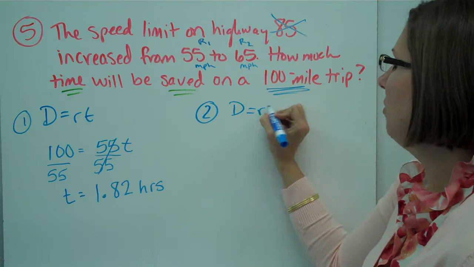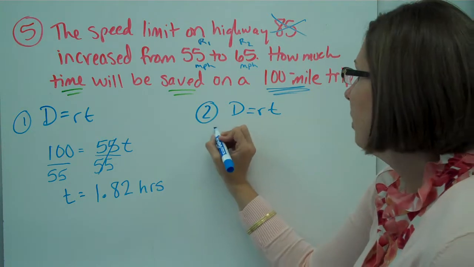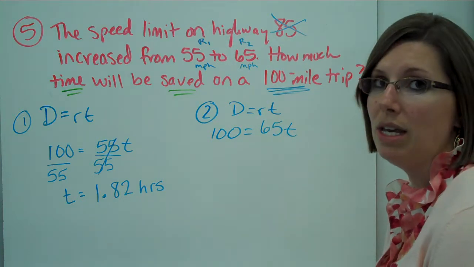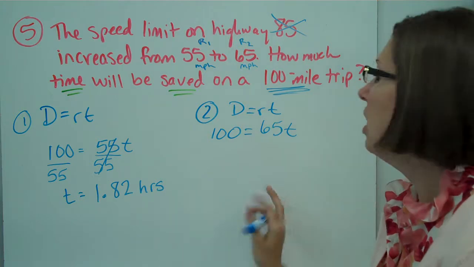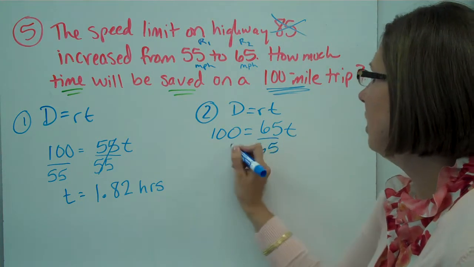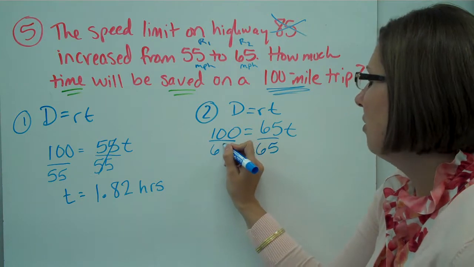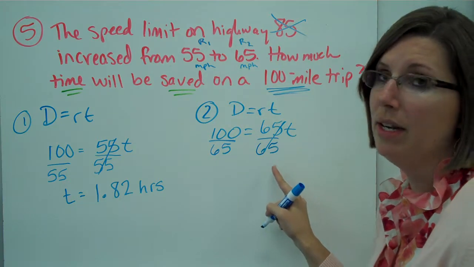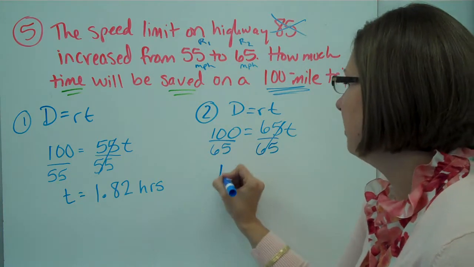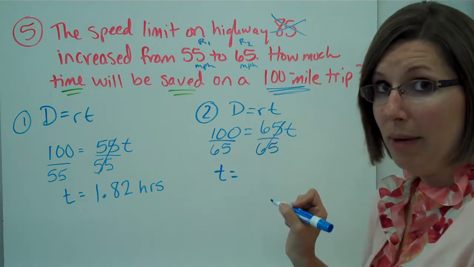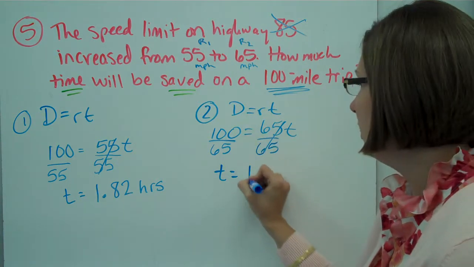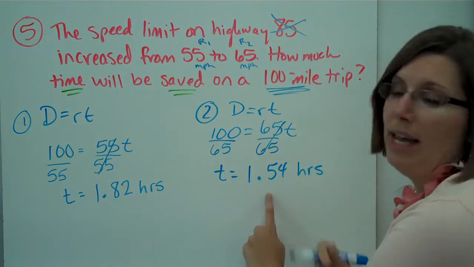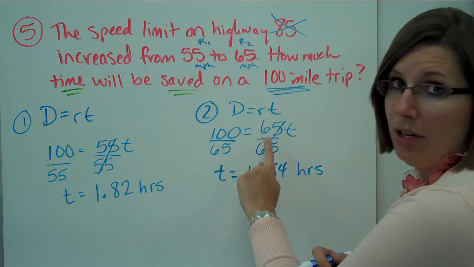Situation 2 was the fact that our speed ramped up to 65 miles an hour. So I'm still going the same distance. My rate has changed to 65. I still don't know T in scenario number 2. I'm going to do the same thing by dividing both sides of my equation by 65 to get a coefficient of 1 for T, because I want to know how long this trip is. At this point, I pick up my calculator. 100 divided by 65 is 1.54 hours. So the second trip takes less time because I'm going faster.